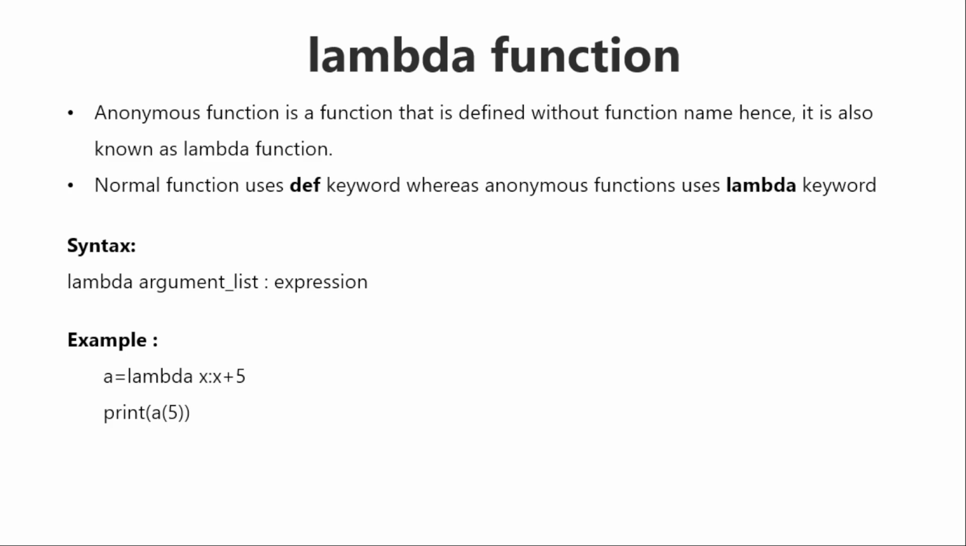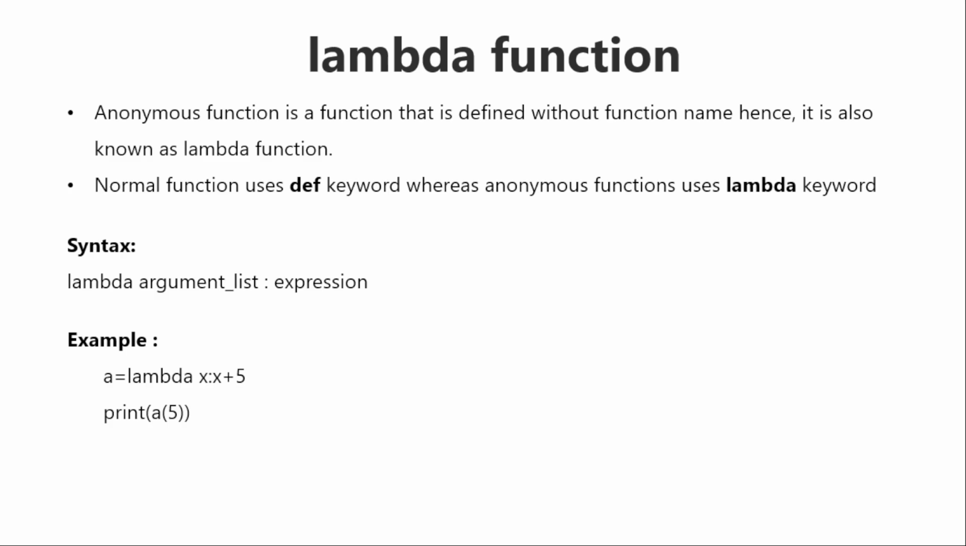So the syntax is simple: lambda argument list and expression. So the lambda keyword, with an argument list, which is the formal arguments you want to define, and the expression. The expression is the evaluation part, where, with the help of the argument, you define the evaluation you want to do.